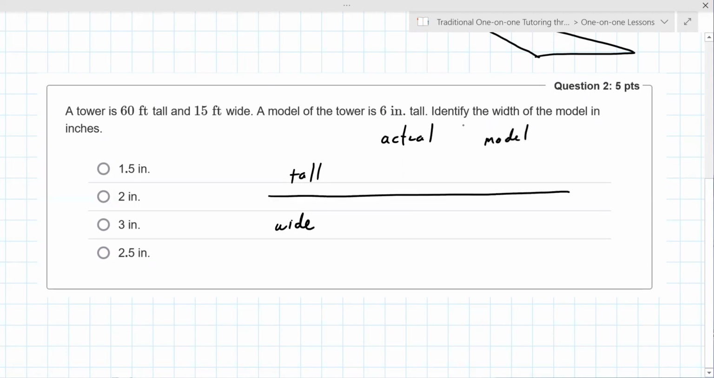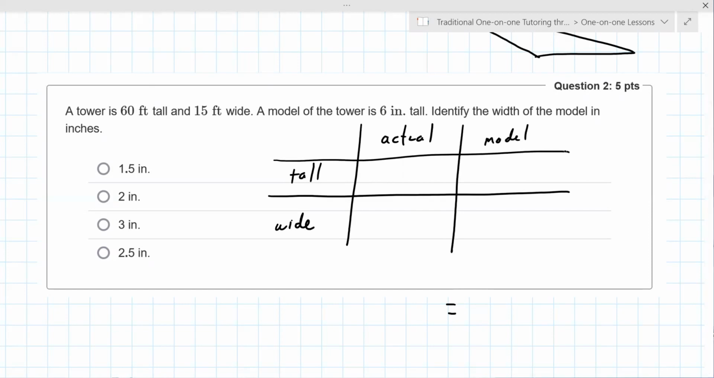So the goal here is to fill in this table, and then we're going to set up an equal sign proportion here. I'm going to step away for like 30 seconds, grab some more coffee. See if you can fill this in, and then I'll fill in the numbers and we can compare. Okay.